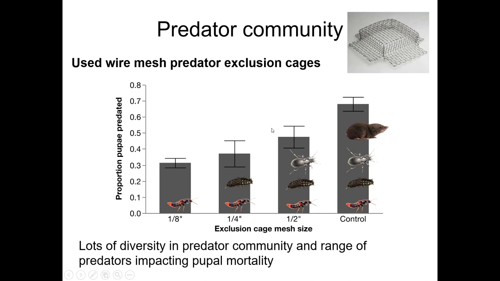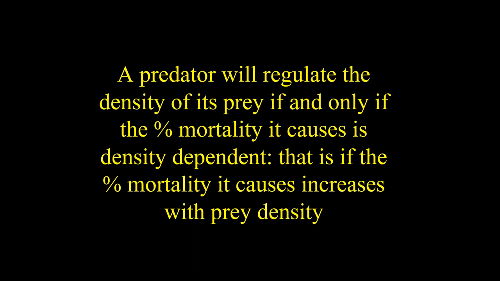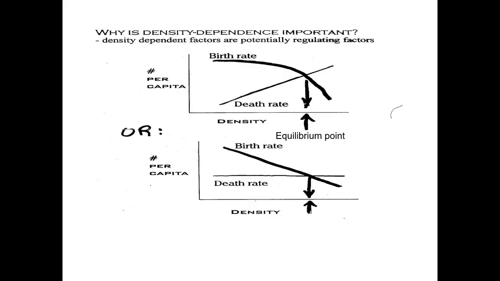But we're talking about high levels of predation. Up to 90% of the pupae are eaten by predators. So a predator will regulate the density of its prey if and only if the percent mortality caused increases with predator density. And so the idea here is the equilibrium point will be achieved when the death rate caused by the predators or any other natural enemies balances the birth rate.